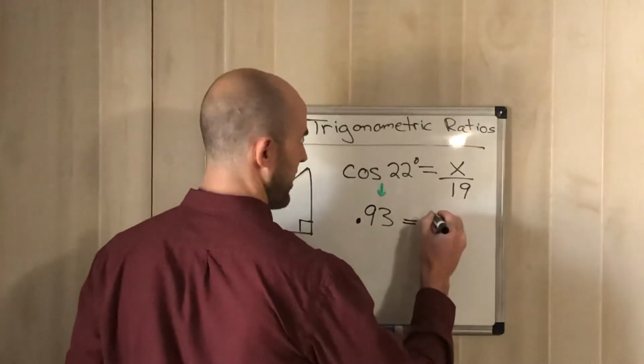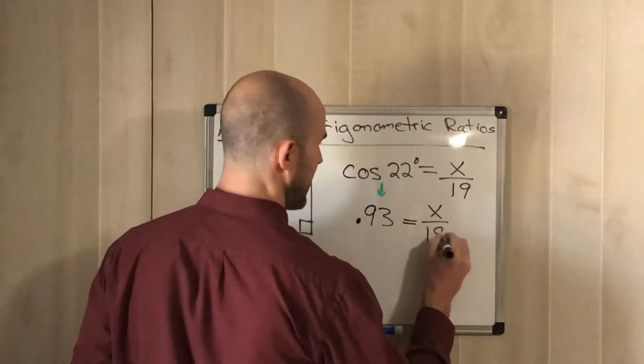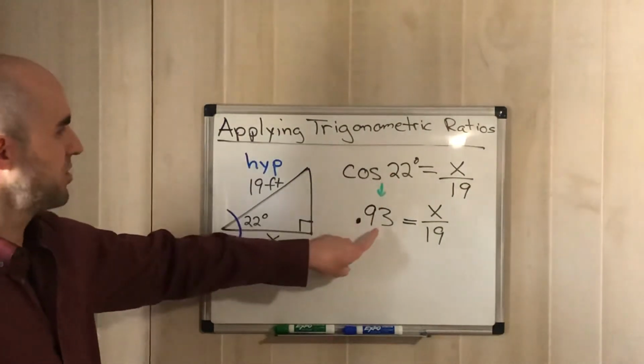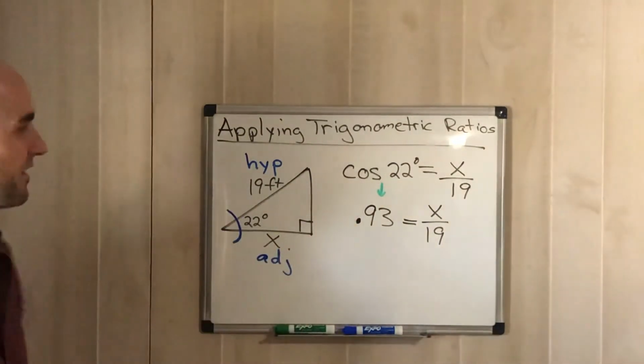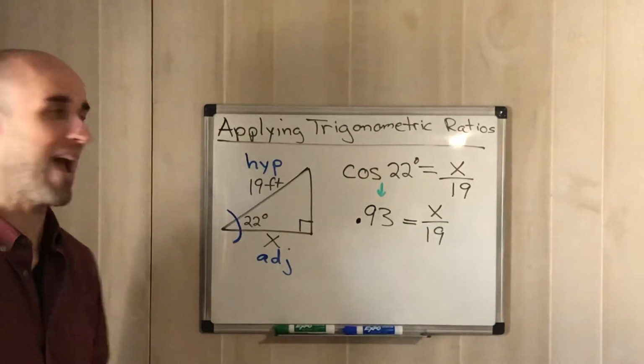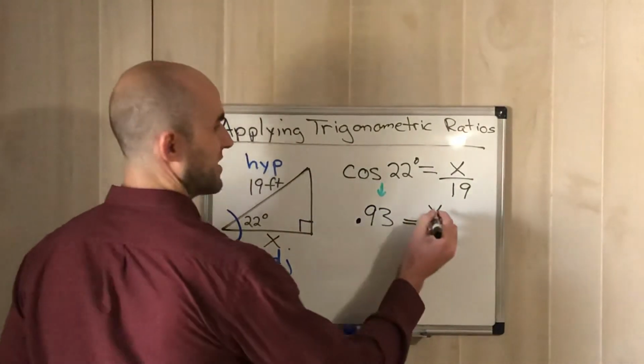Because we're going to end up solving it. X over 19. So again, the only thing that we did was cosine of 22 gave us 0.93 on the calculator, which again, in class I will show you guys. And if you have issues with it, feel free to ask me, okay?